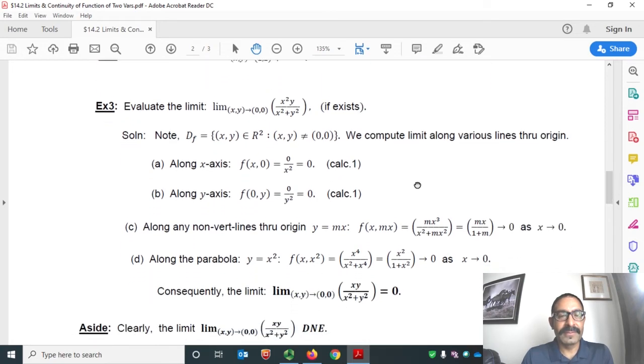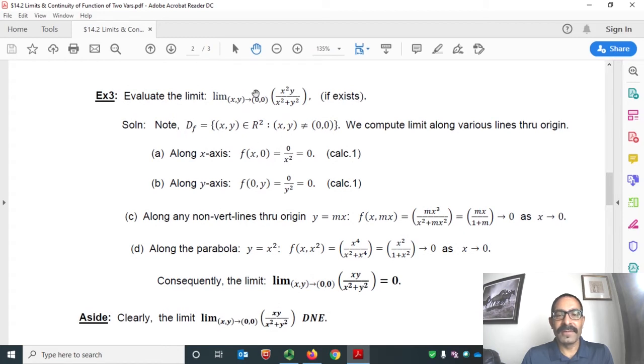Example 3: evaluate the limit of this fraction function, x squared y over x squared plus y squared, as (x,y) approaches the origin, if it exists. So, solution. Here the domain is everything in R2 except the origin, and we compute the limit along various lines through the origin. First, along the x-axis, put y equals 0. In this function, put y equals 0. So the numerator is 0 over x squared, and 0 over x squared is 0.